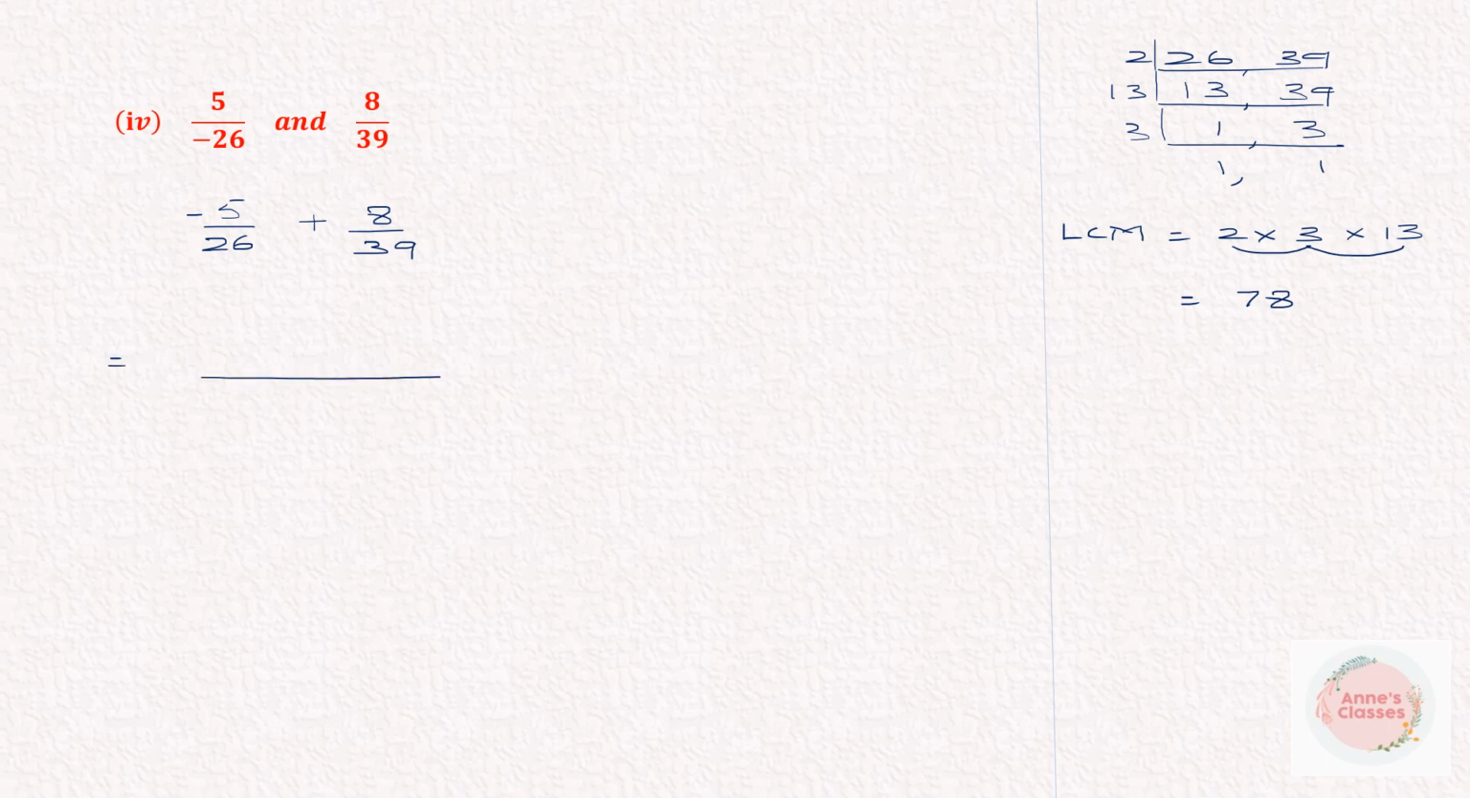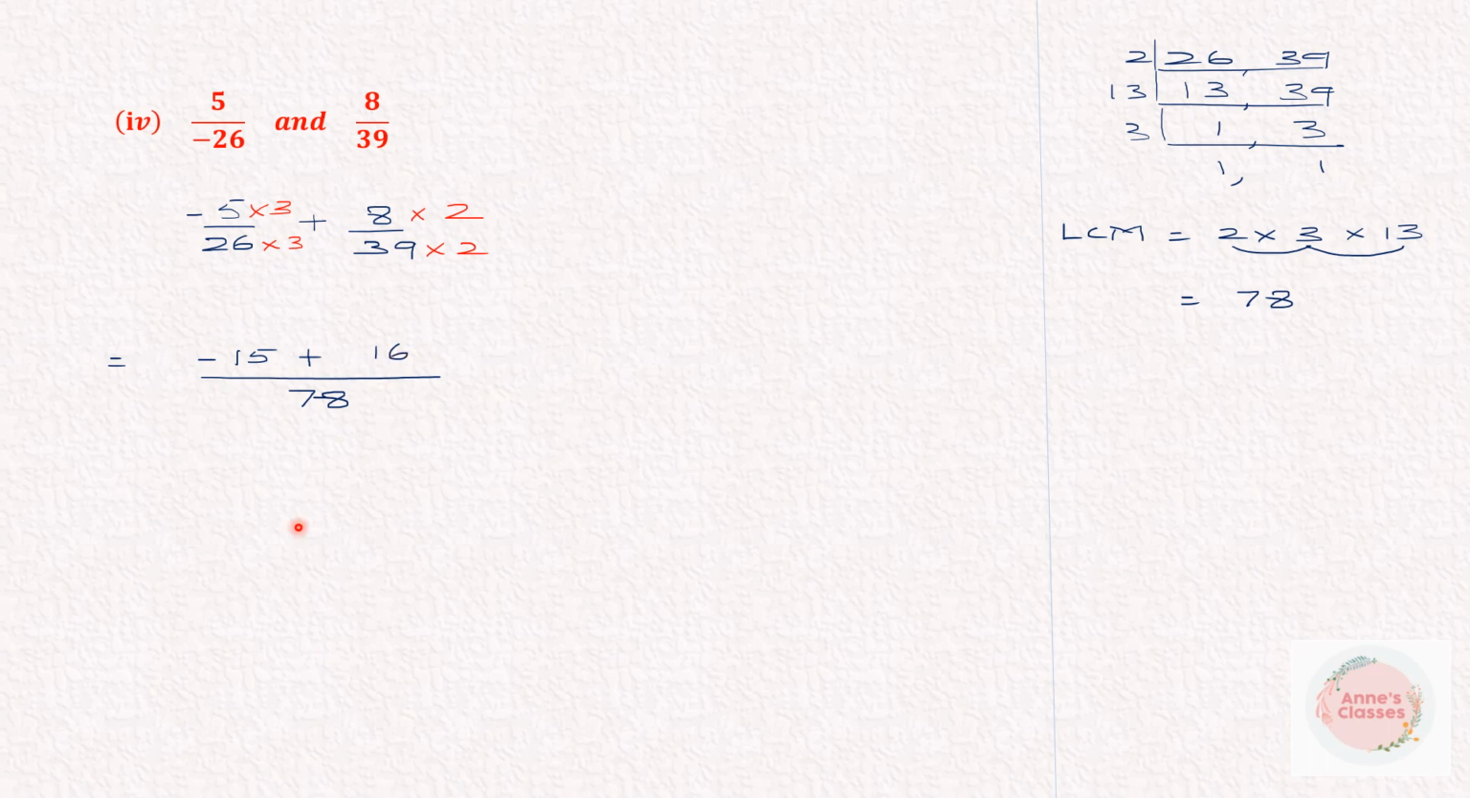So let's write that down as a common denominator. Now what we usually do is this, isn't it? So we look at the first fraction, the denominator is 26. 26 into what is 78? So 26 into 3. 26 into 3 is 78. So we multiply this also by 3. So minus 5 into 3 is minus 15 plus, now go to the second fraction, 8 by 39. The denominator 39 into what is 78? 39 into 2 is 78. So we multiply 8 also by 2. 8 2s are 16. Now this is one way of doing it.